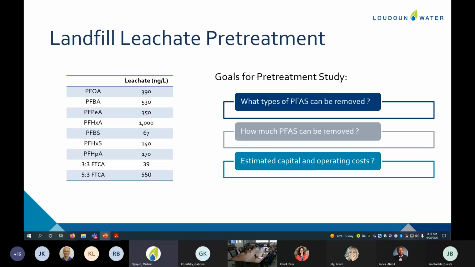So our 3 goals are knowing which of these constituents we can remove and what level they can be removed to. We're never going to get 100%, right? So we need to know, are we looking at 70% removal or can we get to 99? That's going to make a big difference on the downstream system.